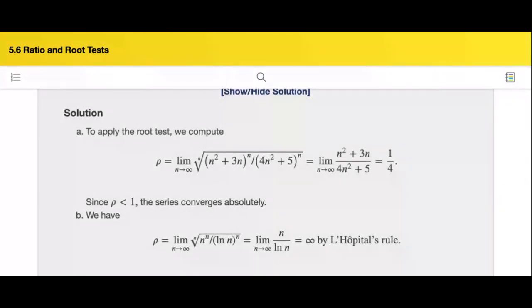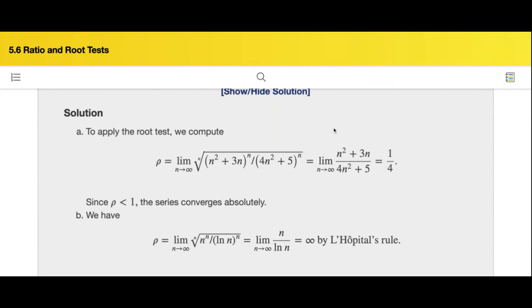So we take the nth root, we take the limit of the nth root of the n term, then n over n becomes 1, right? The power and the index are the same. So n over n equals 1. So that's the same as the limit of n approaching infinity of n squared plus 3n over 4n squared plus 5.